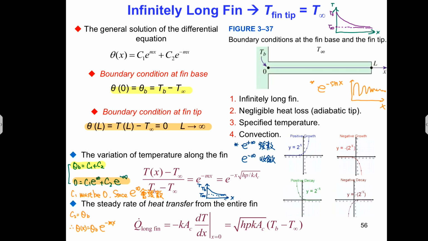Then if you want to find the rate of heat transfer, you can directly use Fourier's law, minus kA dT/dx or d theta/dx. Then you can get this square root of m squared and then theta times it.